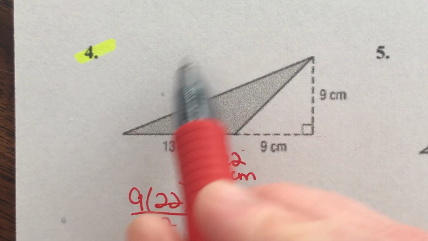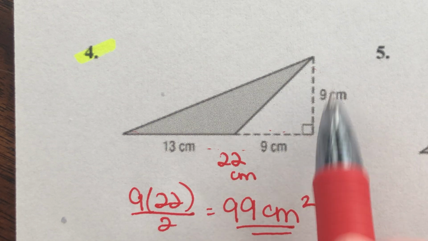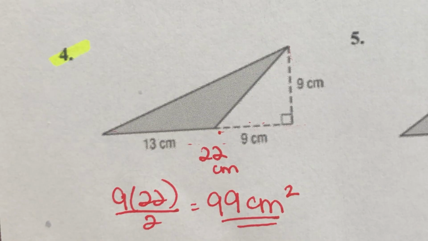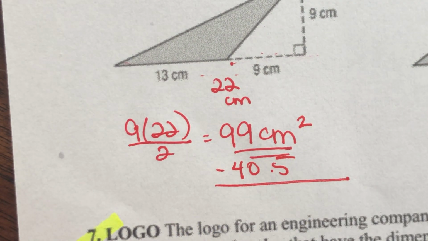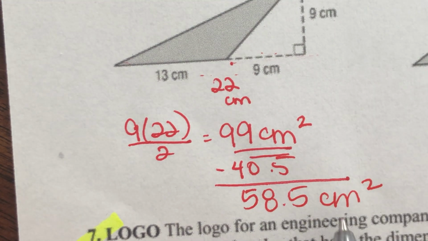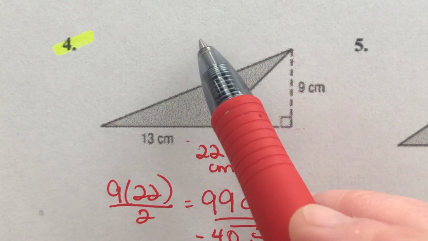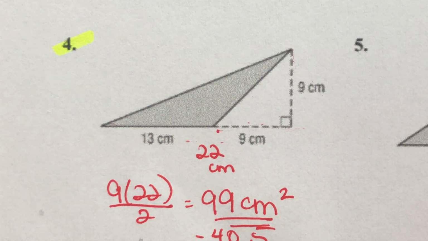So that's this entire thing, but then we want to subtract this helper guy, right? So the area of this helper triangle is 1/2 the base times the height. So 9 times 9 divided by 2, that's 81 divided by 2, 40.5. 99 minus 40.5 equals 58.5 centimeters squared. So that's the area of just the shaded. The entire triangle is 99 minus this guy, which was 40.5, leaves us with just this guy, which is 58.5.